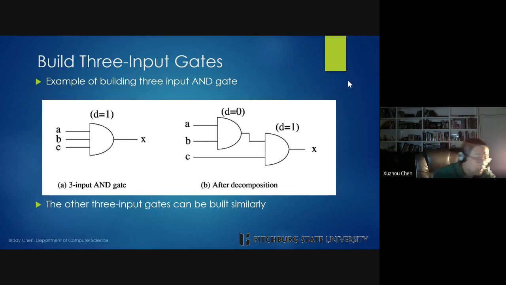Now it's pretty simple. As I mentioned, you can build a 3 input AND gate by using 2 input AND gates. So this is pretty simple. Okay.